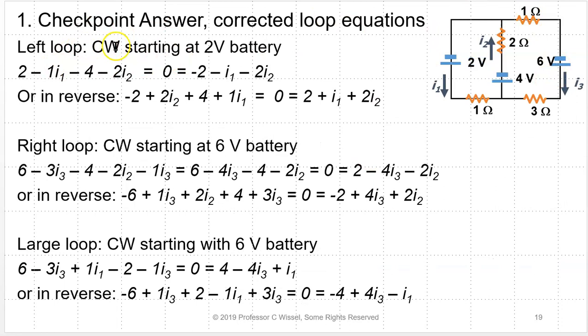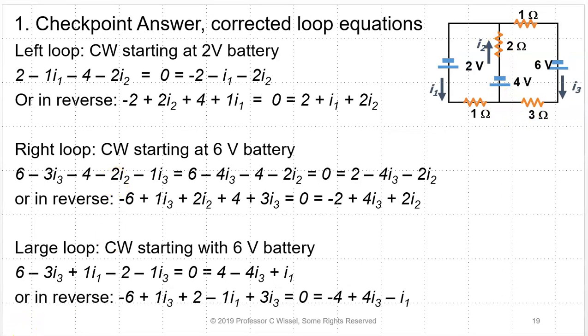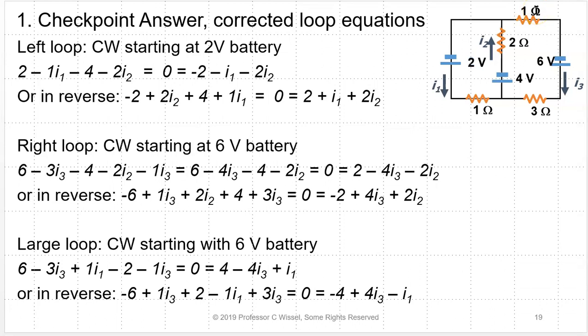The left loop, starting counterclockwise, starting at the 2 volt battery. This is 2 minus I1 minus 4 minus 2I2 equals 0, and we can condense that to minus 2 minus I1 minus 2I2, or in reverse, just change all the signs. The right loop, which is starting at the 6 volt battery, going clockwise around. So it's positive 6 minus 3I3 minus 4 minus 2I2 minus 1I3. And we can say that as 6 minus 4I3 minus 4 minus 2I2 equals 0, or 2 minus 4I3 minus 2I2, and then we can reverse it too.